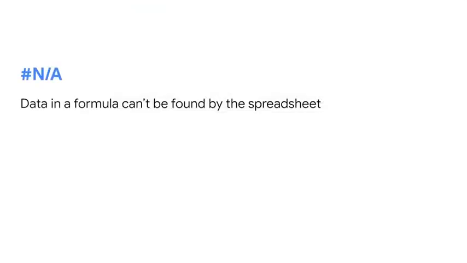Alright, another type of error is n/a. The n/a error tells you that the data in your formula can't be found by the spreadsheet. Generally, this means the data doesn't exist. This error most often occurs when using functions such as VLOOKUP, which searches for a certain value in a column to return a corresponding piece of information.